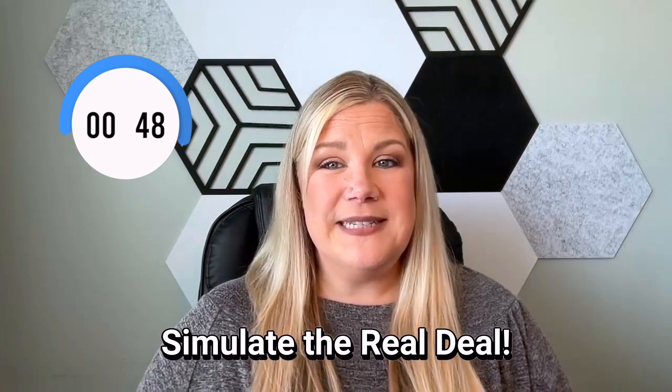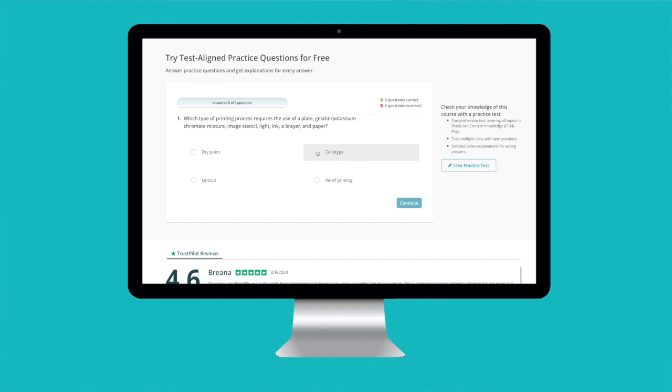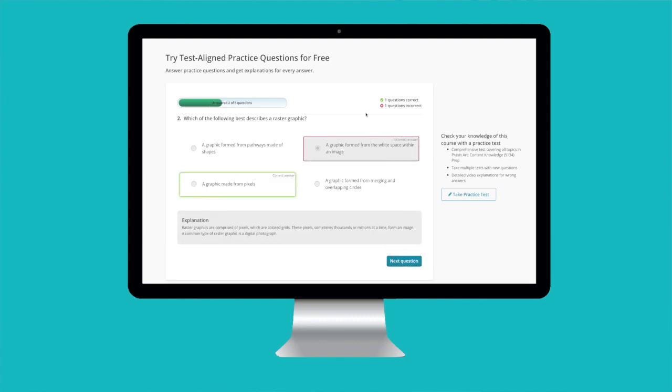Tip number 2 is to take full-length practice tests under timed conditions. This simulates the actual exam experience, helping you build stamina and manage your time effectively. It also identifies areas where you need further review. Study.com offers full-length Praxis practice exams that mimic the real test, so you know exactly what to expect.